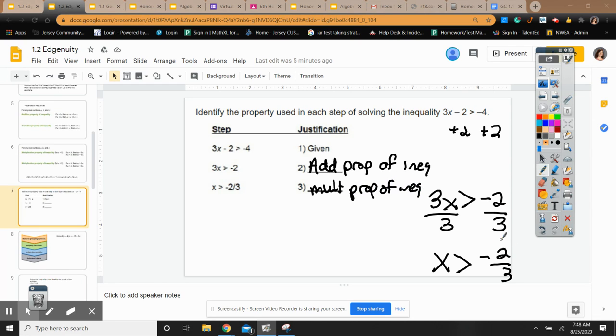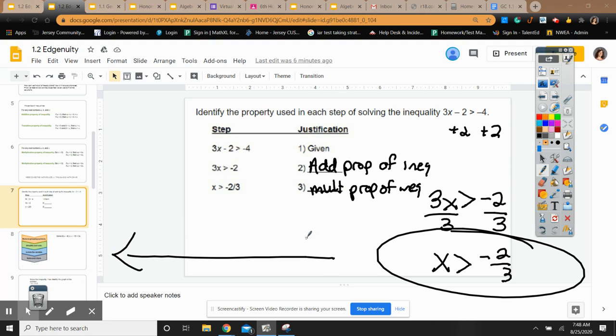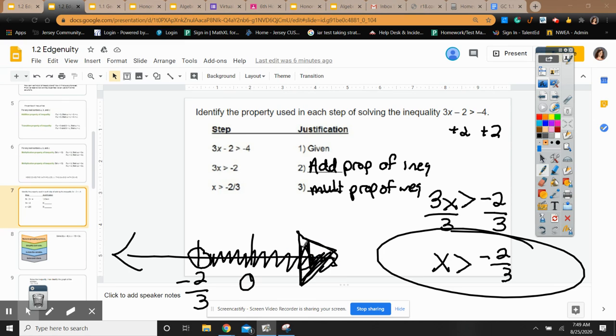And I can graph this to show me a picture of all the solutions. I would put negative 2/3. I like to put 0 as a reference. Negative 2/3 on my number line. It cannot be negative 2/3, so it'll be an open circle. And where are values bigger than negative 2/3? That would be everything to the right. So all of these numbers would make this inequality true.